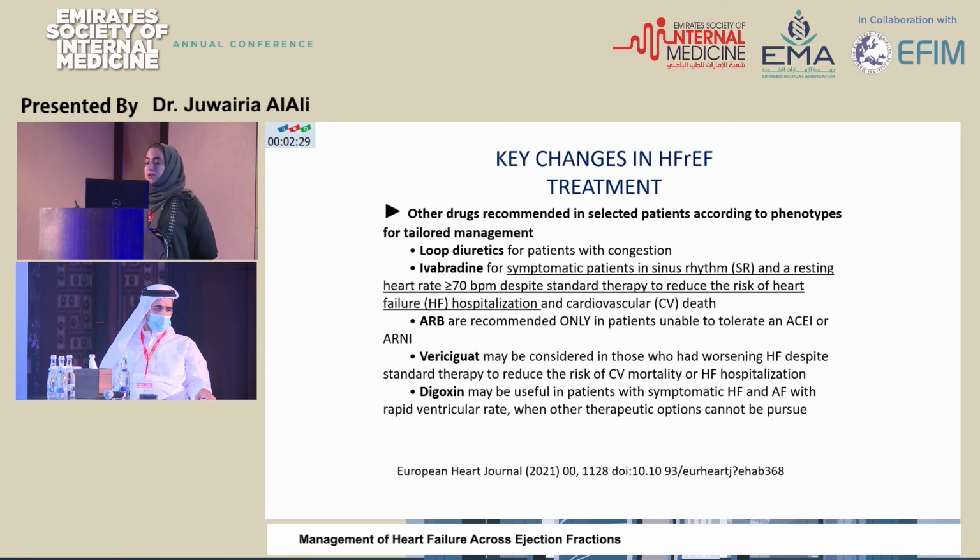Once you're done with the 4 pillars, you can add the class 2 recommendations. So ivabradine for patients whose heart rate is not controlled. ARBs are only recommended in patients who do not tolerate ACE inhibitors or ARNI, so they're not a class 1 recommendation anymore. Vericiguat is a new medication. I do not expect you to know about it. It was added this year in the guidelines. It reduces cardiovascular mortality and heart failure hospitalization on top of guideline-directed medical therapy. And then digoxin for symptomatic heart failure with AFib when other options do not pan out.